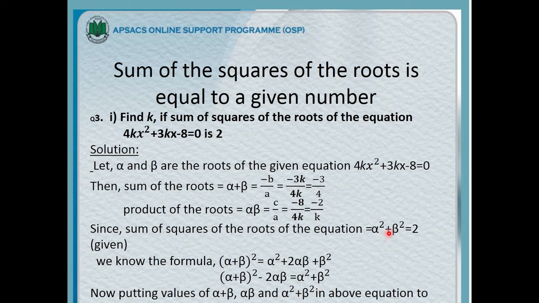We will first find out the value of alpha square plus beta square, as we do not have any direct formula for it. So we use the basic formula, that is alpha plus beta whole square is equals to alpha square plus 2 alpha beta plus beta square. So if we shift 2 alpha beta to the left hand side, we get alpha plus beta whole square minus 2 alpha beta is equals to alpha square plus beta square. Now putting the values of alpha plus beta, alpha beta and alpha square plus beta square in the above equation.